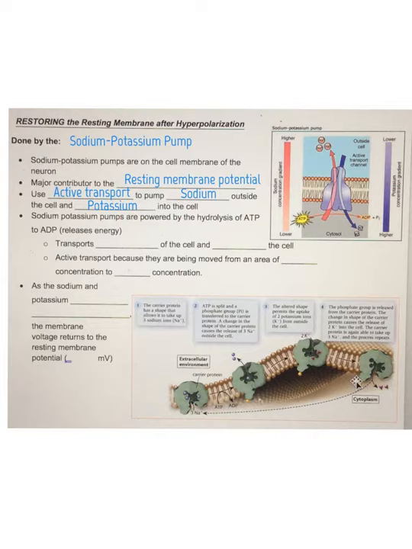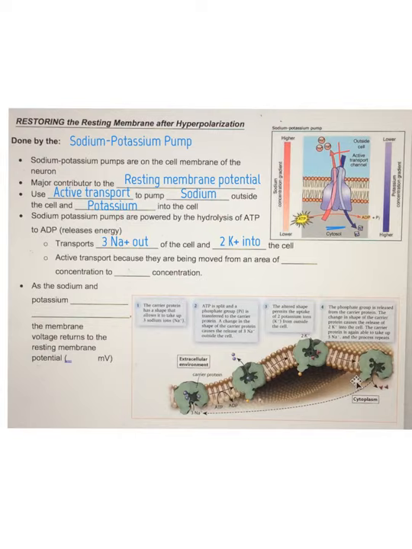What it does is it pumps 3 sodium out of the cell, and it pumps 2 potassium into the cell. Okay, so over here we're going to take the sodium, we're going to pump 3 out, and for every 3 that come out, 2 potassium come inside. And so you can imagine that if we're pumping 3 in this way and only 2 in this way, we're going to end up with a positive charge on the outside and a negative charge on the inside, which is the resting membrane potential.